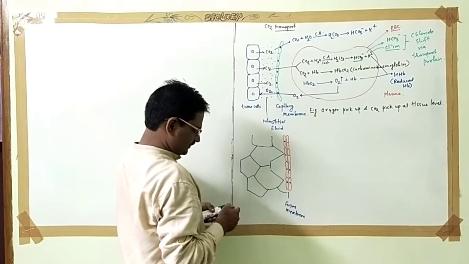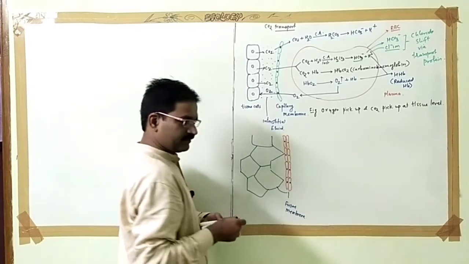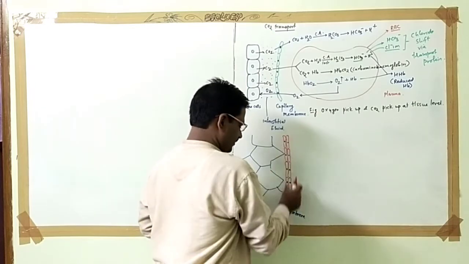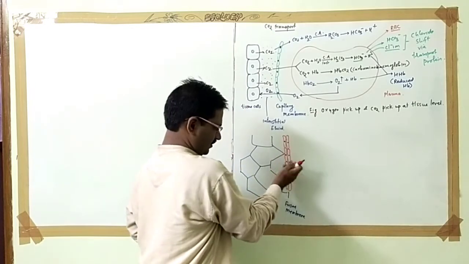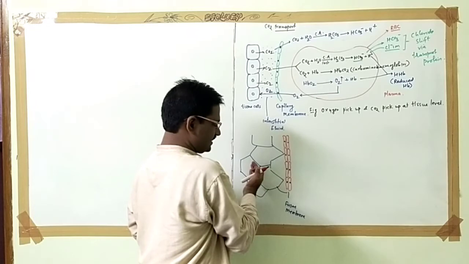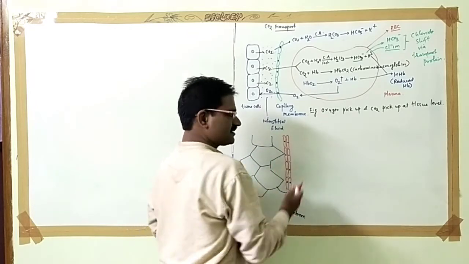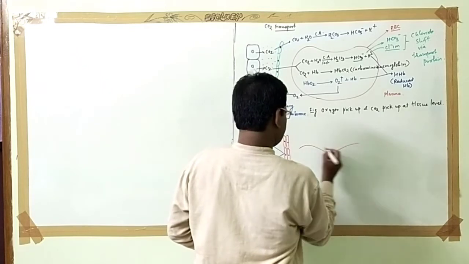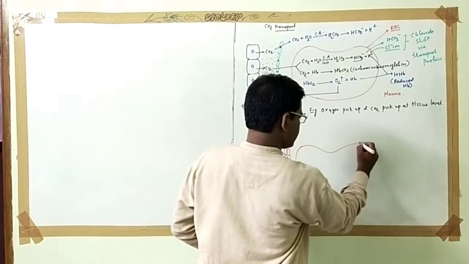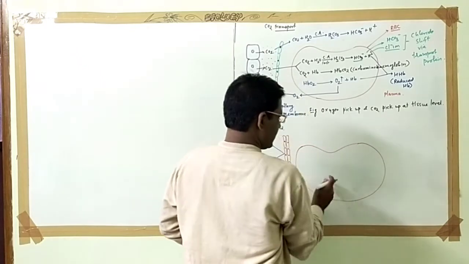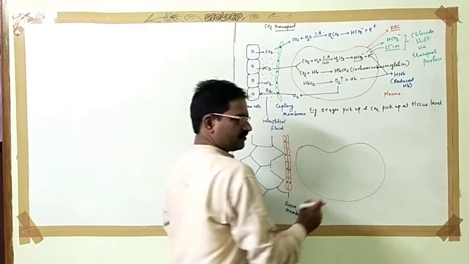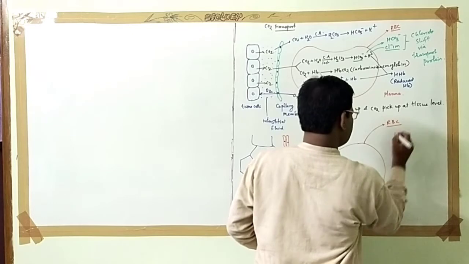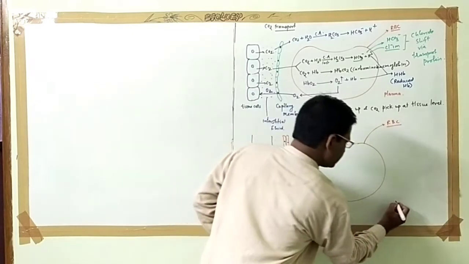Now, this is the fused membrane. Outside the fused membrane there are lung cells, and inside there is blood, that is RBCs. This is the RBC. Outside the RBC there is plasma.